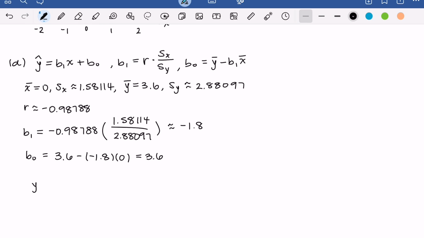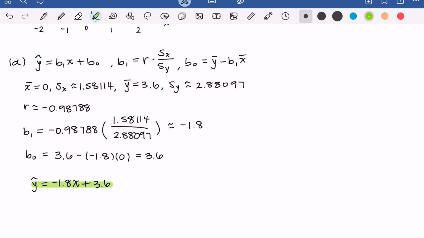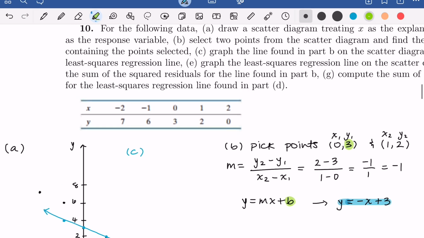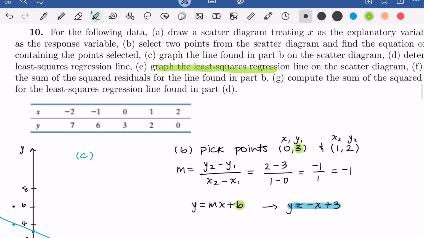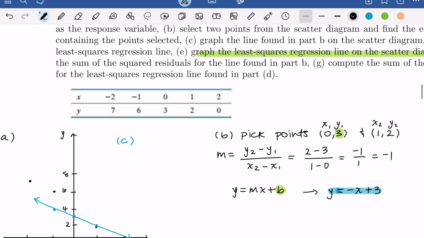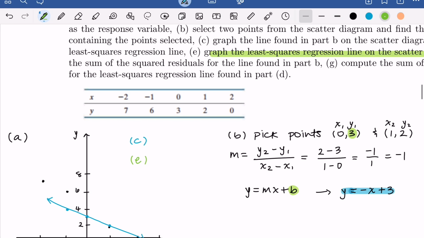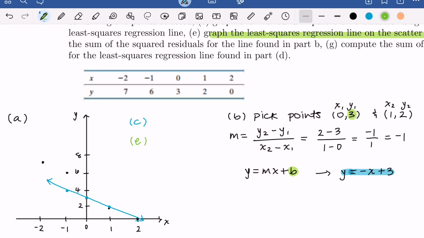So plugging this in to our equation for the least squares regression line, we're going to have b1, which we know is negative 1.8, x plus our b naught value, which we found to be 3.6. So this is our least squares regression line, and we're going to do that in green here. Now for part E, we're actually going to graph the least squares regression line on the scatter diagram. So just to keep color coding, we're doing A, C, and E on this one scatter diagram, so we don't have to keep drawing them.